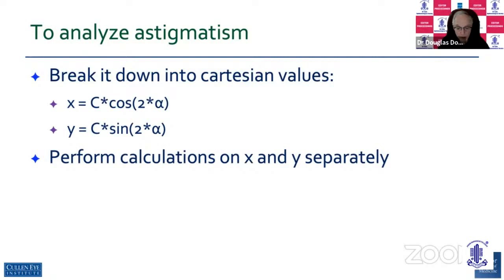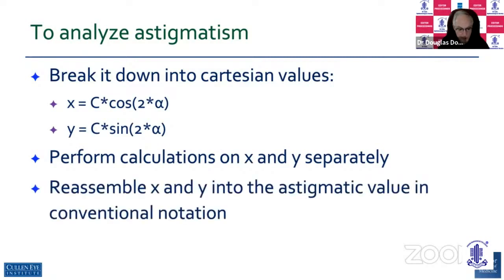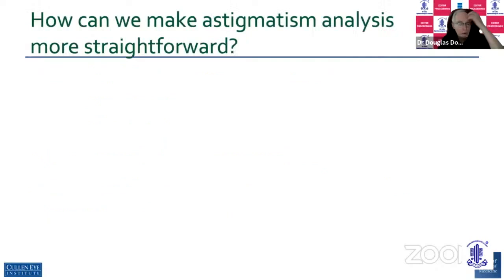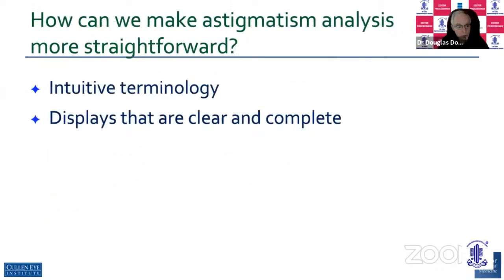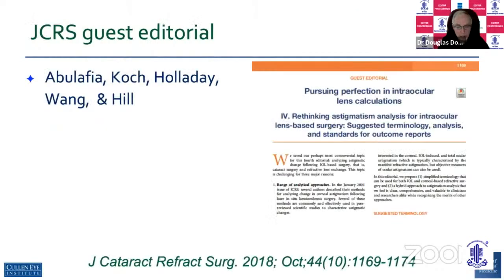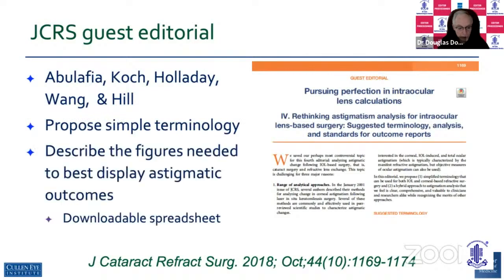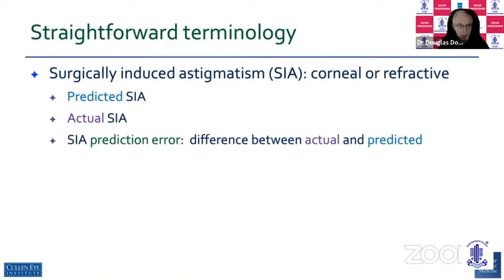We perform calculations on them separately, and then we reassemble them back to the astigmatic value. So how do we make it more straightforward? We want intuitive terminology. We want data that are clear and complete. And in our guest editorial, we proposed simple terminology, and we described the figures that we think are needed to best display our astigmatic outcomes.